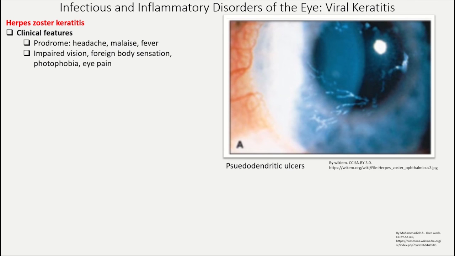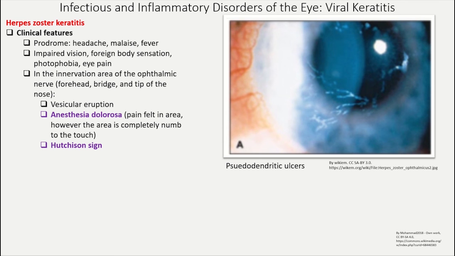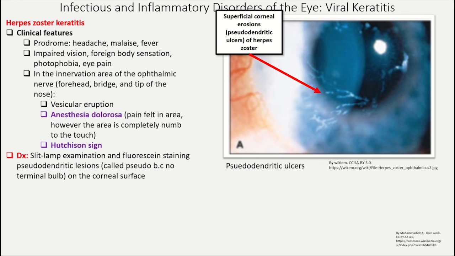The clinical features here are headache, malaise, and fever as a prodrome to the visual changes, like impaired vision, foreign body sensation, photophobia, and eye pain. And there may be, in the innervation of the ophthalmic nerve V1, that is the forehead, bridge, and the tip of the nose, a vesicular eruption, that is your typical herpes zoster, lesions of several different ages. Anesthesia dolorosa, which is pain felt in the area, but the area is completely numb to the touch. And maybe Hutchinson's sign. Again, these are all maybes.